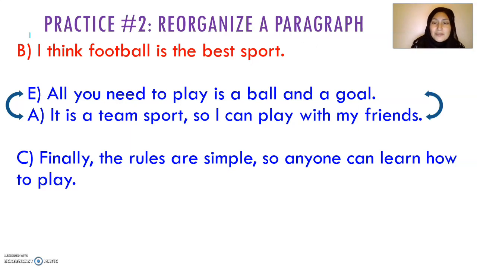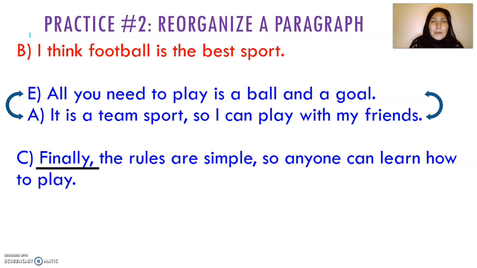Finally, the rules are simple, so anyone can learn how to play. The reason that this needs to be the last supporting sentence is one very important word, the word finally. When do we use finally? We use finally at the end of something, right? To close things, to conclude things.